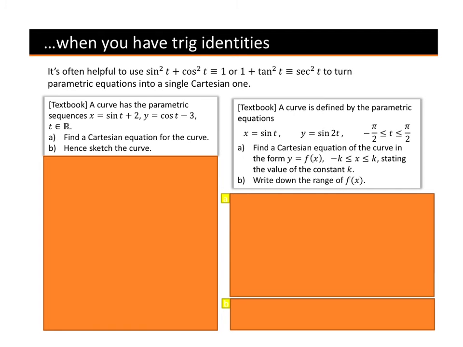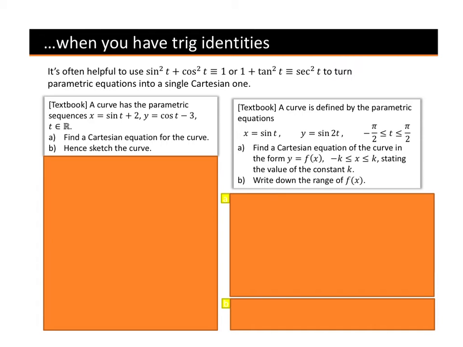Okay, so what are we going to do when we have trig identities? So, everyone is happy that sine squared plus cos squared equals 1. Everyone's happy that 1 plus tan squared equals sec squared. Okay, these are the types of equations that we are going to use. So, example 1. A curve has the parametric equations x equals sine t plus 2 and y equals cos t minus 3.